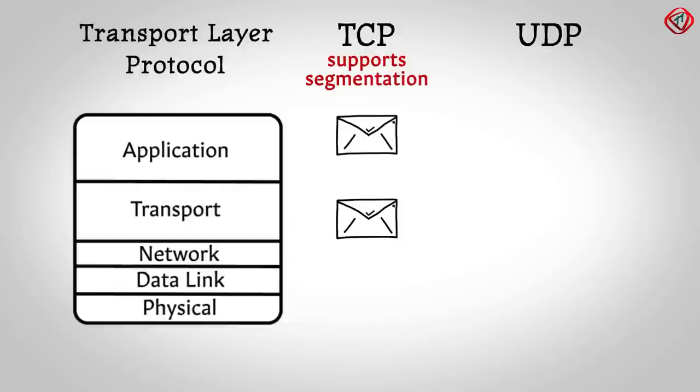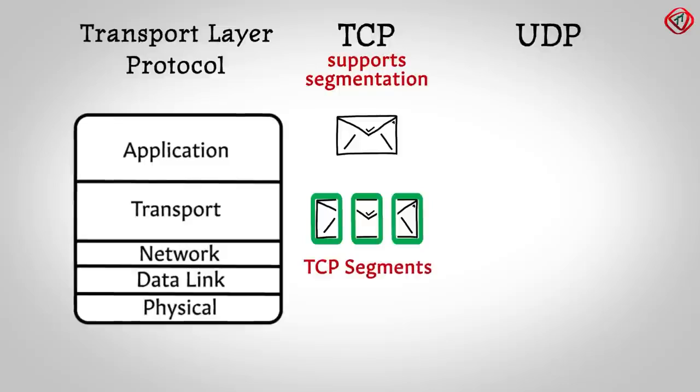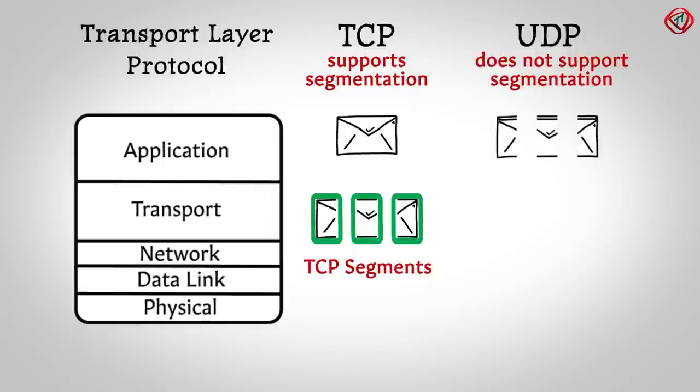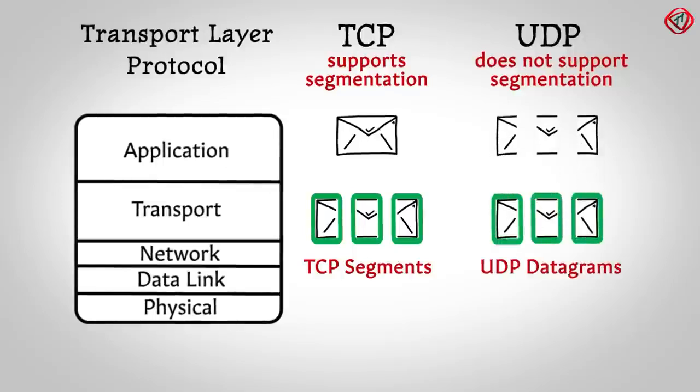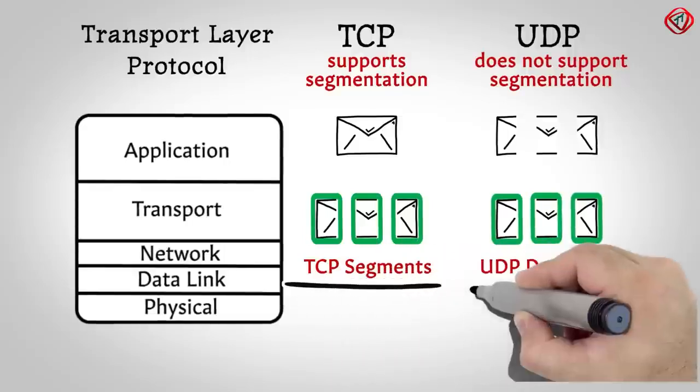TCP supports segmentation, so if the message is large, TCP divides it into smaller pieces and adds a header to form a TCP segment. On the other hand, UDP does not support segmentation, so the applications using UDP should send messages short enough to fit into one UDP datagram. Note that the data unit in TCP is called TCP segment and the data unit in UDP is called UDP datagram.